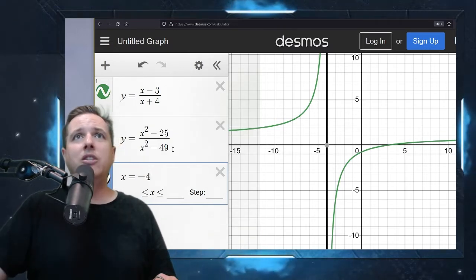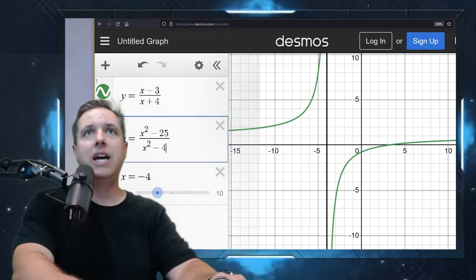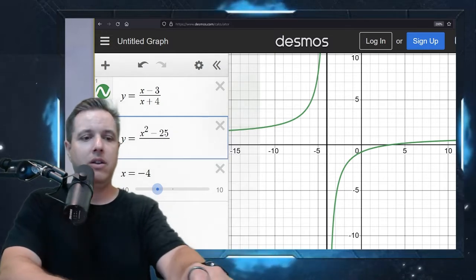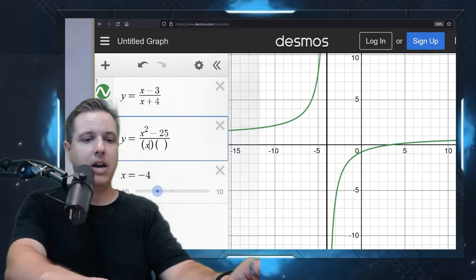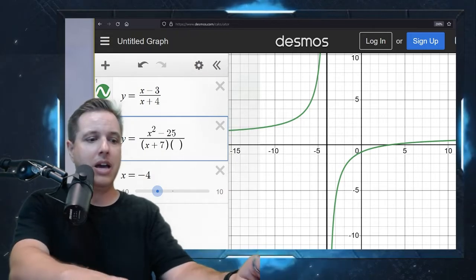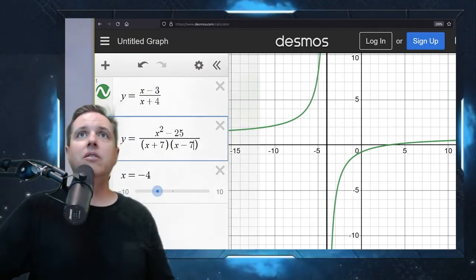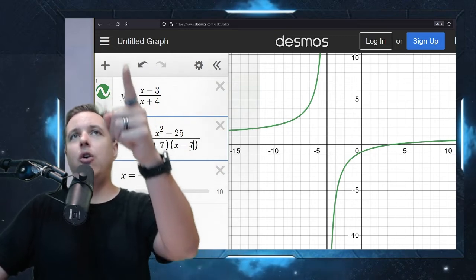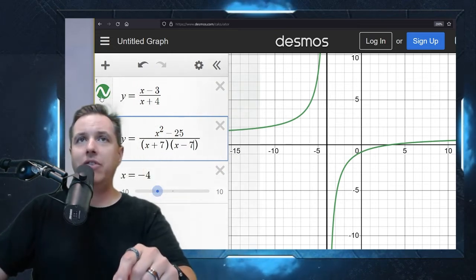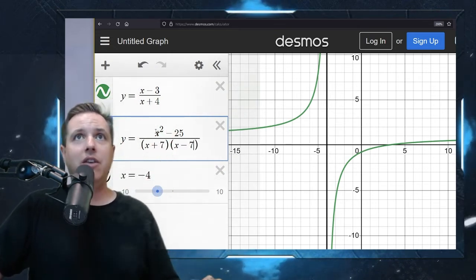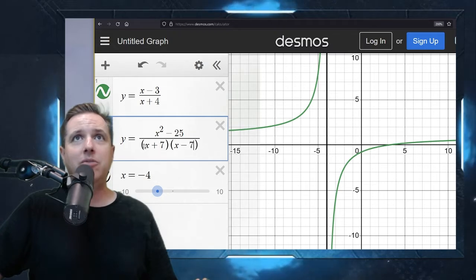So x squared minus 49, well, we know that that's really x plus 7 and x minus 7. So now we can see and go, oh, I'm going to have problems at 7 and negative 7. Watch, because if I plug in negative 7, it makes this part 0. If I plug in 7, it makes this part 0.